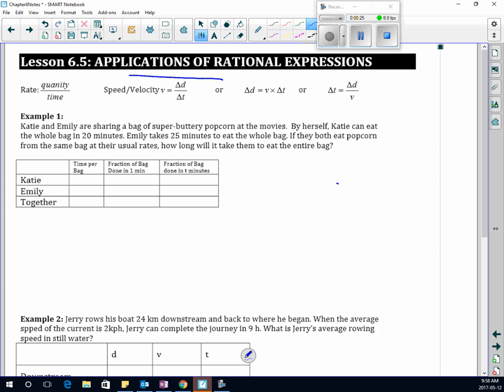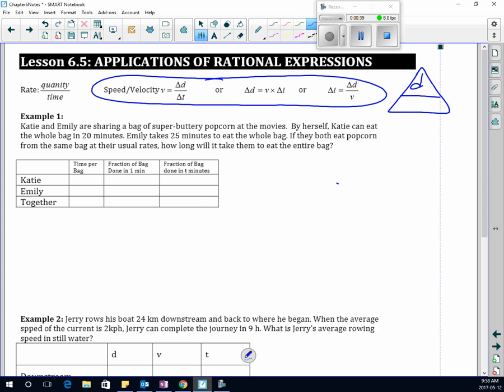Most people have probably seen these formulas before with velocity, distance, and time. You've probably even seen this triangle with distance, velocity, and time, so that you can read off that d is v times t, v is d divided by t, and t is d divided by v. I can give you the triangle on the test, but you have to know how to get the information from it. So let's look at the first example.